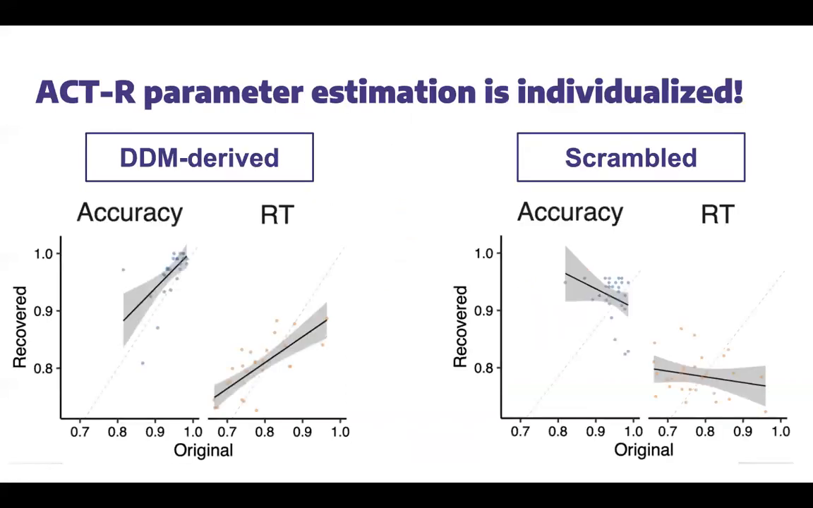To ensure these parameters were indeed individualized to the participant and not just a factor of task, we randomized the estimated parameters across participants and again compared the recovery of mean reaction time and accuracy across participants. As seen in the scrambled image, this recovery is substantially worse if parameters are not matched to the original participant, providing evidence that this parameter estimation method is sensitive to and sustains individual differences in its integration into ACT-R.